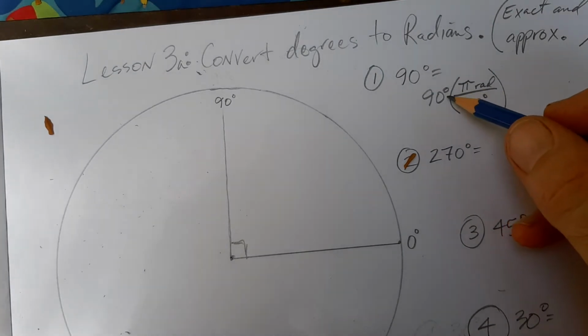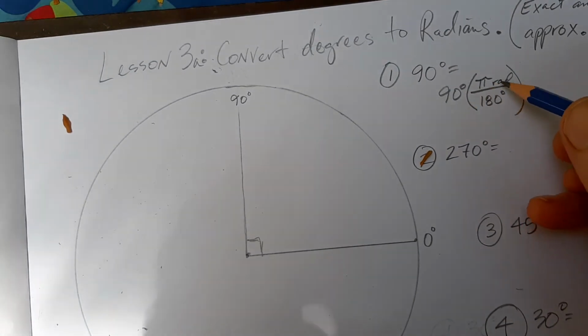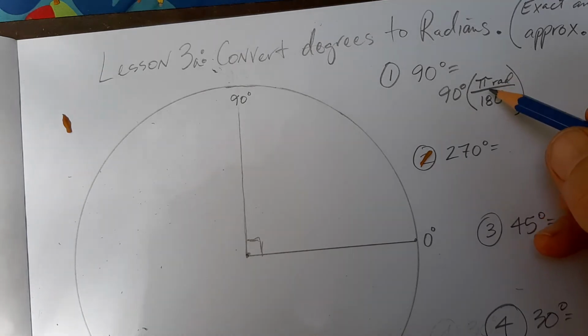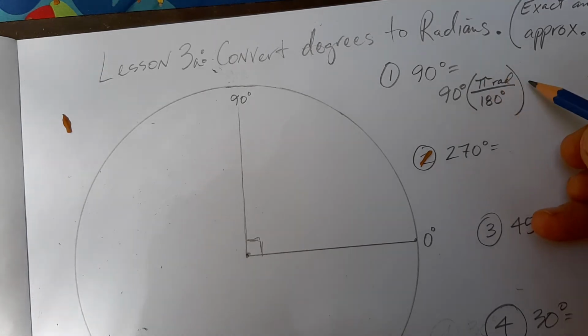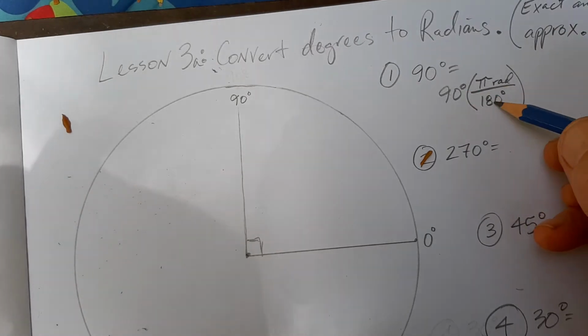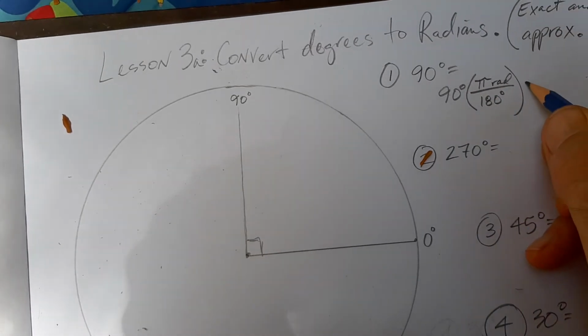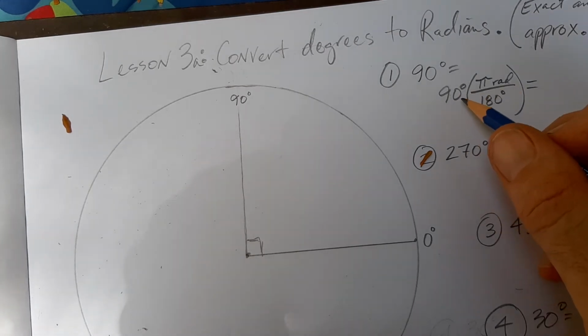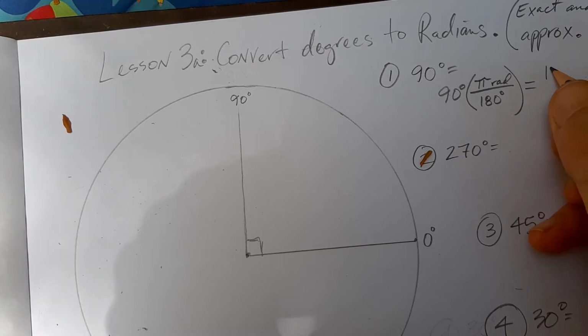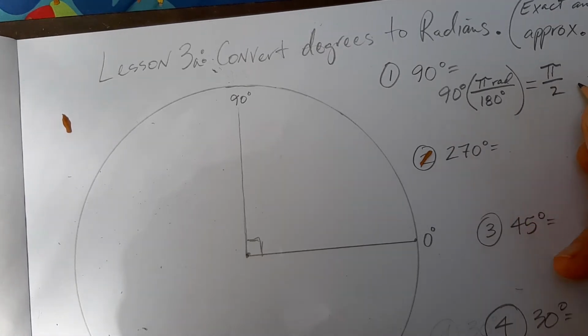So I'm multiplying by 1, our conversion factor, the conversion ratio. Leave the pi in there. When it's exact, you'll have a pi in your answer. What is 90 divided by 180? I'm going to divide the top and the bottom by 90. I'm going to get pi over 2 radians.